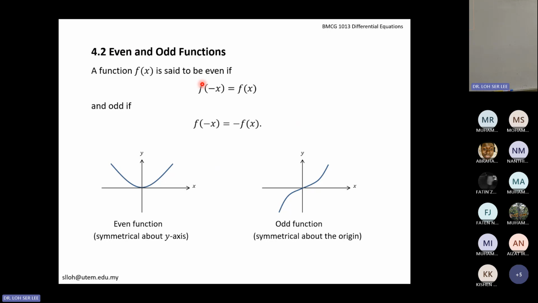So we check by using f negative x. We replace all the x by negative x, and in the end, if what you obtain is fx, that means the function is even. If what you obtain at the end is negative fx, that means that function is odd.